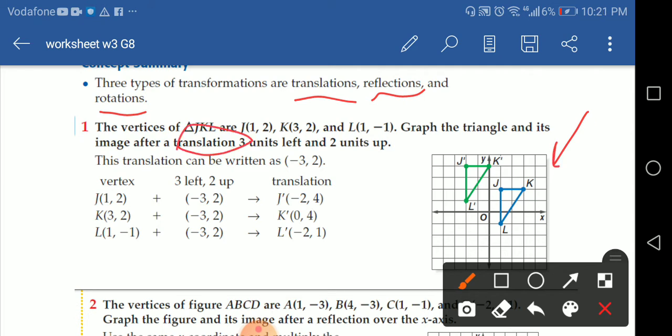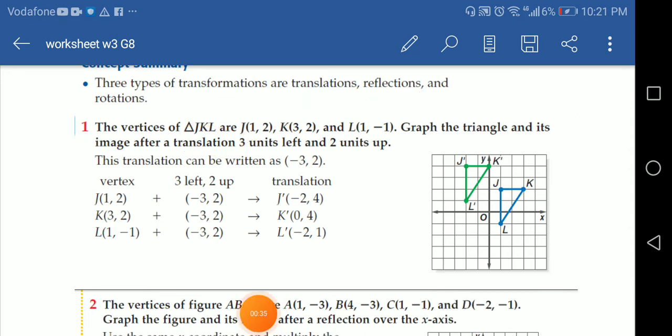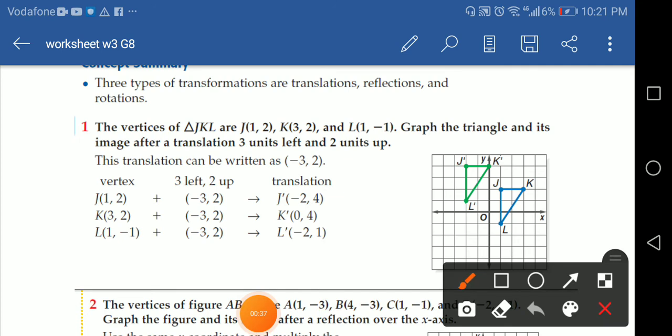About translation, you got what? You got a rule. The vertices, as I told you before, J, K, L. Given J, the points of J, K, and L. J here, 1, and go up by 2, so 1 and 2. 1 and 2 here means X and what? X and Y, the coordinates of X and Y. Then I have here what? Graph the triangle and its image after translation, and this is the rule of the translation.